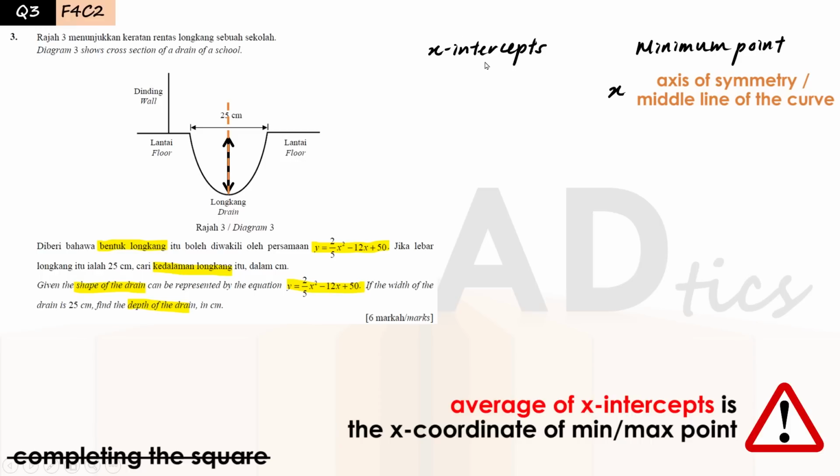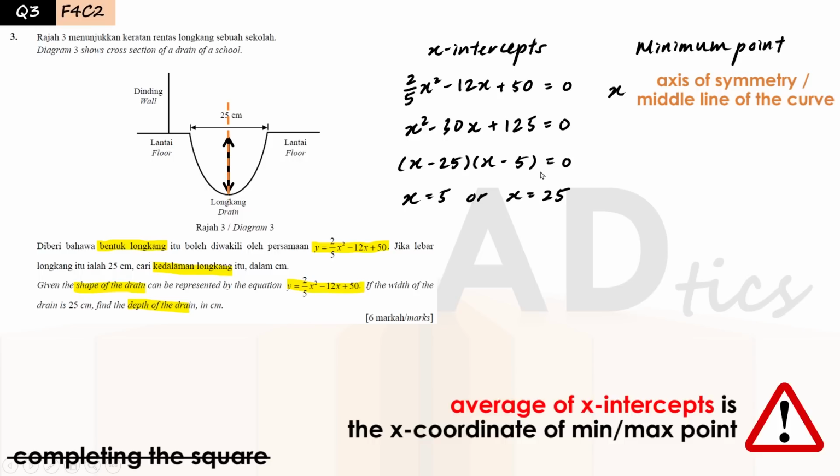So now to find the x-intercepts, very simple, we can just substitute y with 0. And I want the value of x squared to be just 1, so the whole equation here I need to divide by 2/5. Okay, so this will be the result, and now I'm going to factorize this quadratic equation, and using a calculator, find the two x values. So the two x values are 5 and 25. If we draw onto this diagram, it will be something like this.